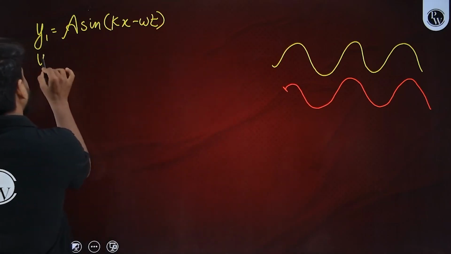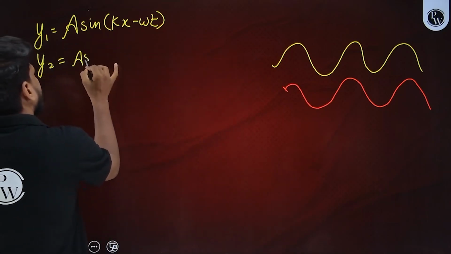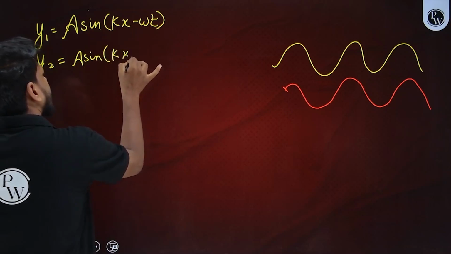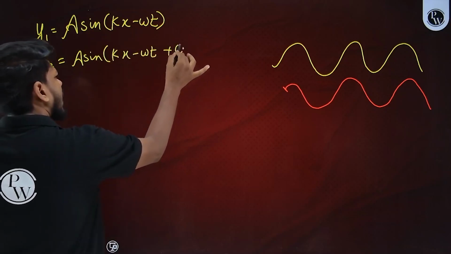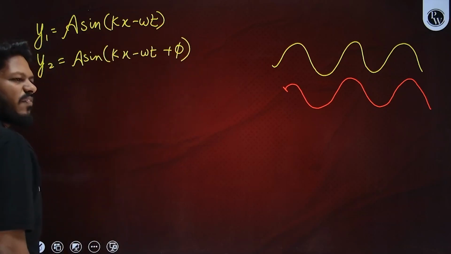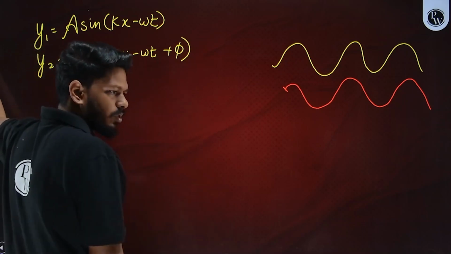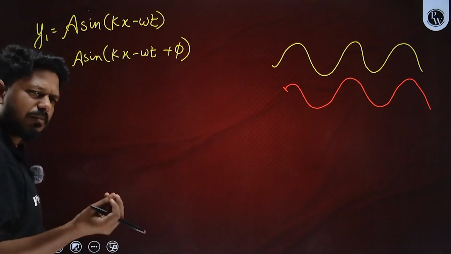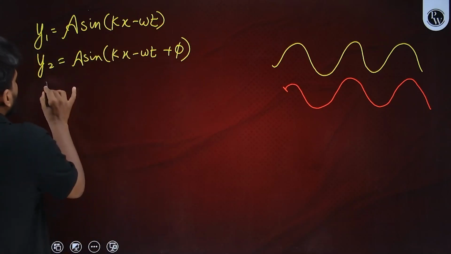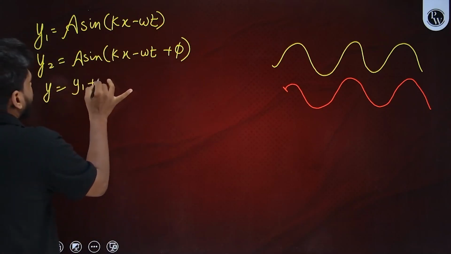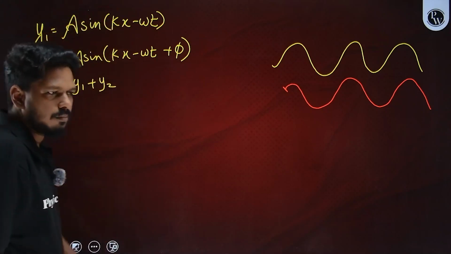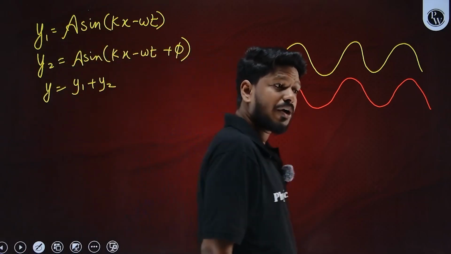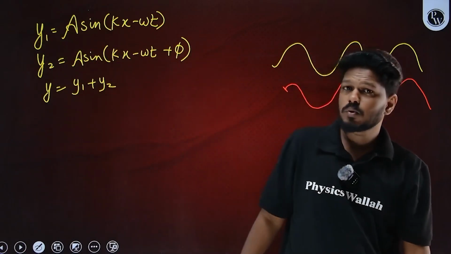I can very well write that as y2 is equal to a sine of kx minus omega t plus some angle phi. Now if I ask you to add them both, superposition is nothing but addition of waves. If I ask you to add y is equal to y1 plus y2, you need to use a formula.